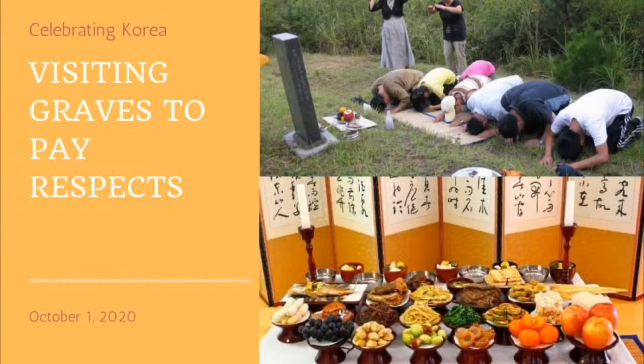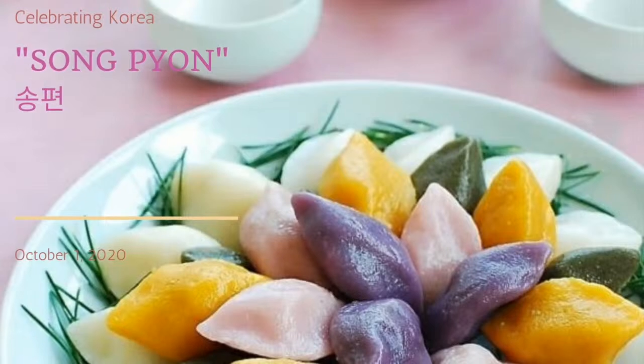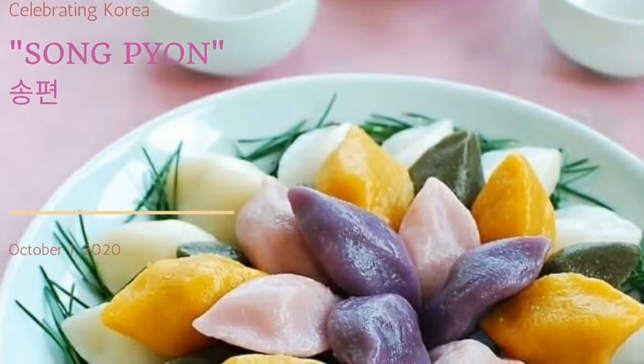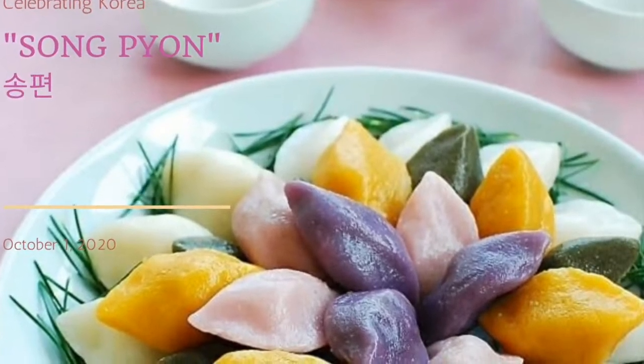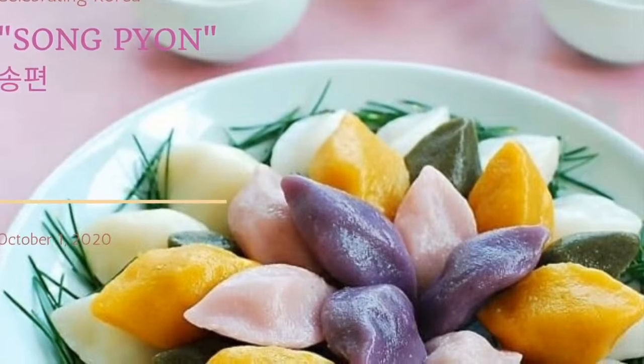Chuseok is a mid-autumn harvest festival when traditionally families go to the mountains to tidy up their ancestors' graves or set up a traditional Korean table of food and bow to their ancestors. Korea is a mountainous country, so many ancestors are buried in the mountains. After paying respects to their ancestors, they will enjoy a grand meal together using new crops.